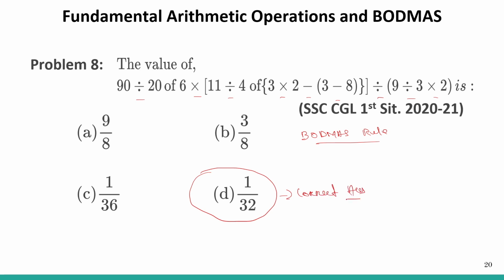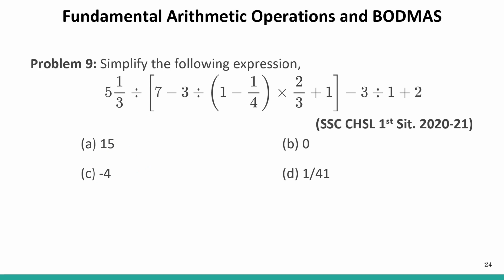So let's solve problem number 9. Simplify the following expression: 5 whole 1 by 3rd divides 7 minus 3 divides 1 minus 1 by 4 into 2 by 3 plus 1, minus 3 divides 1 plus 4. Again, this question has appeared in the 2020-21 first sittings SSC CGL paper. Is 15 the correct answer, 0, minus 4 or 1 by 41?